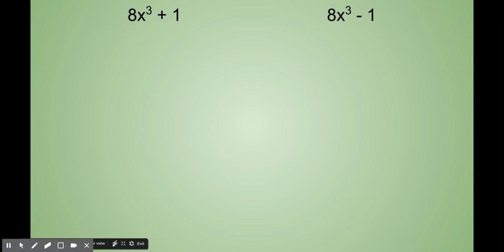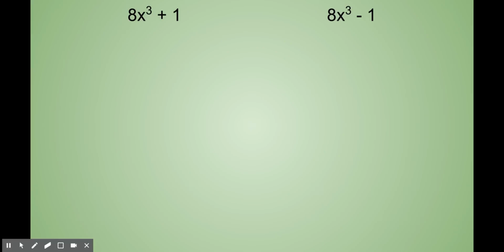So here is our first example. We have 8x cubed plus 1. Let's ask ourselves, is 8x cubed a perfect cube? And yes, it is, because we could take 2x and multiply it by 2x, and we would have 4x squared. And if we multiplied it by 2x again, we would have 8x cubed. So the first term is a perfect cube of 2x. And then 1 is a perfect cube because 1 times 1 times 1 is 1. So let's use our formula.